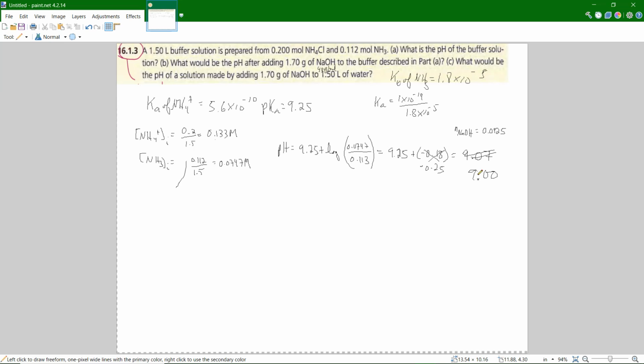0.56. Okay, and then take the log of that. So I was just pressing the buttons wrong. Okay, so you get 9.00. It's better not to divide by the 1.5 and use the moles, because you're also introducing a bit of round off error. And if you can avoid that by doing the moles over the moles, it helps.